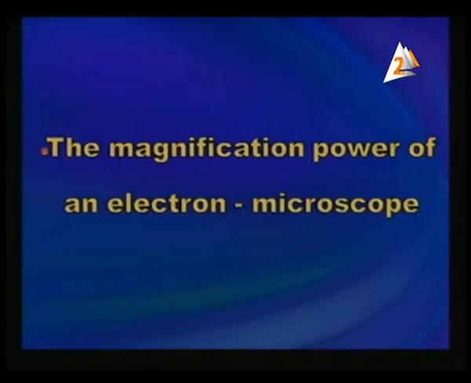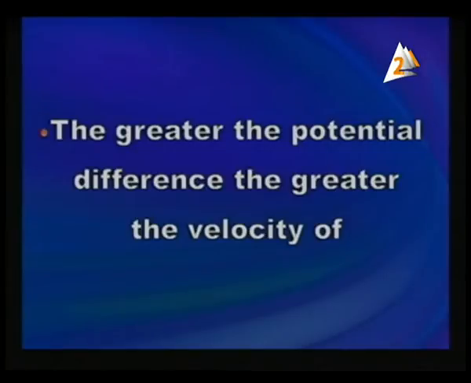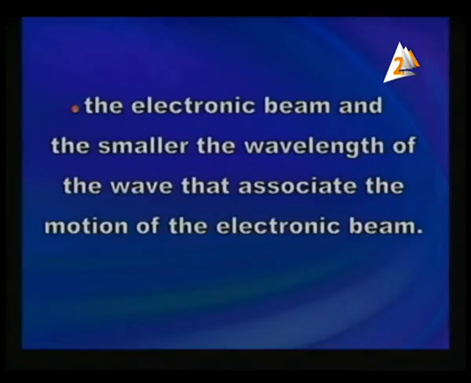And what about the factors affecting the magnification power of an electron microscope? The potential difference between the anode and the cathode. The greater the potential difference, the greater the velocity of the electronic beam, and the smaller the wavelength of the wave that associates the motion of the electronic beam. So, as velocity increases, the wavelength of the wave associating the motion of the electron is decreased.